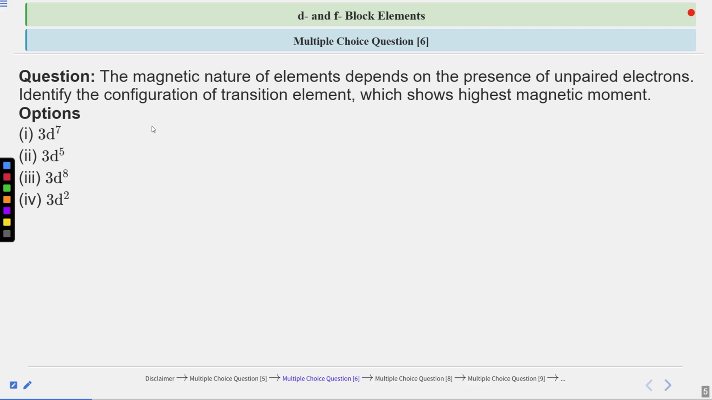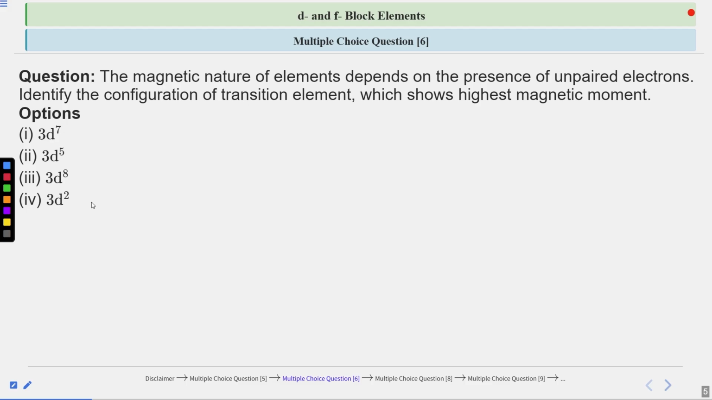So we have been given this concept that if you want to identify the magnetic nature for an element, you have to first identify the number of unpaired electrons present in that particular element. Now you are given some configurations of elements as options. You have to select the correct configuration for the transition element that corresponds to the highest magnetic moment. The options are 3d7, 3d5, 3d8, or 3d2.